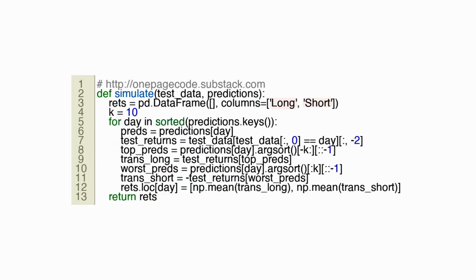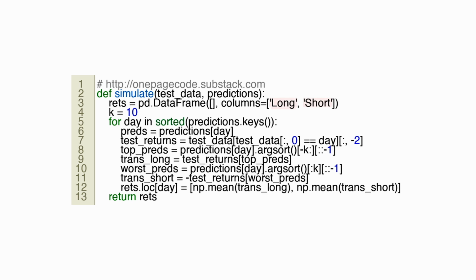This code starts by defining a function called simulate, which takes in two parameters, test data and predictions. The function then creates an empty data frame called rets and initializes it with two columns, long and short. In the next line, the variable k is set to 10, which will be used later in the code. The code then enters a for loop, which iterates through each key in the dictionary predictions. Inside the for loop, the code first retrieves the values associated with the key day in the predictions dictionary and stores them in a variable called preds.